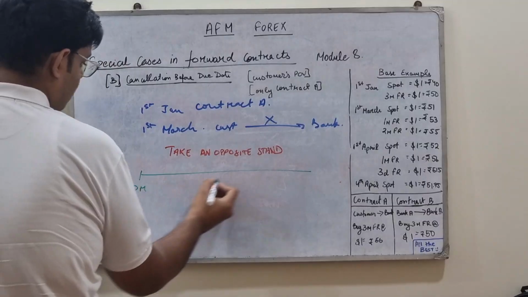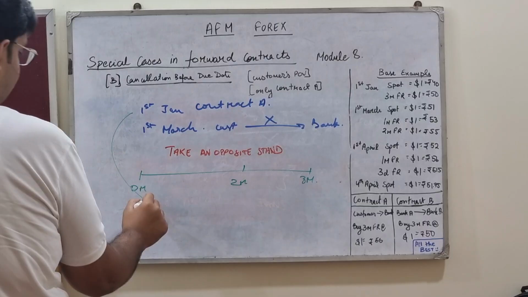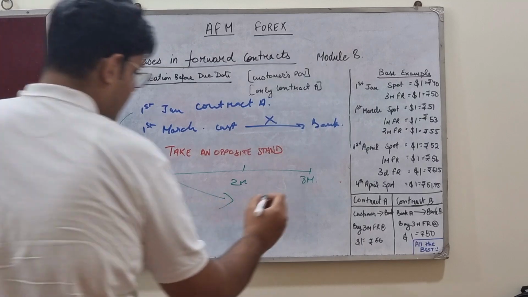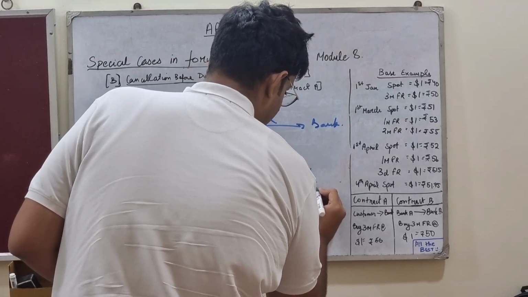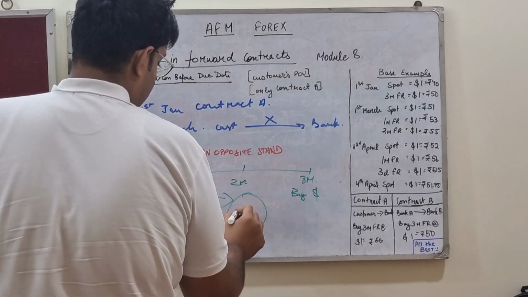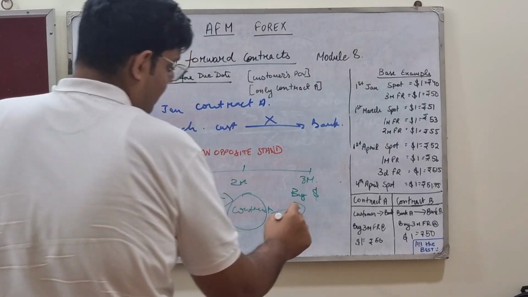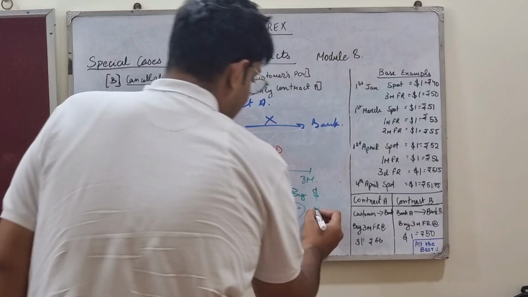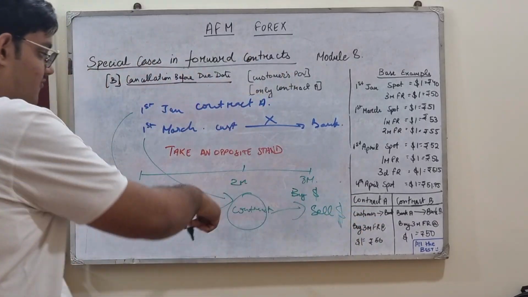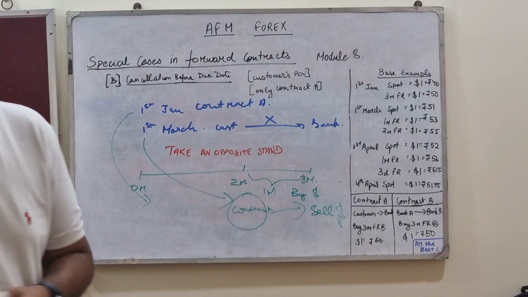This is month 0, this is 2 months, this is 3 months. This is the original contract. This is 1st March. Now, I already have a buy dollar here that's expiring. Now, I need to enter into a contract to take an opposite stand of that buy dollar. So I need to sell dollar after a month. You can see where I'm going here.